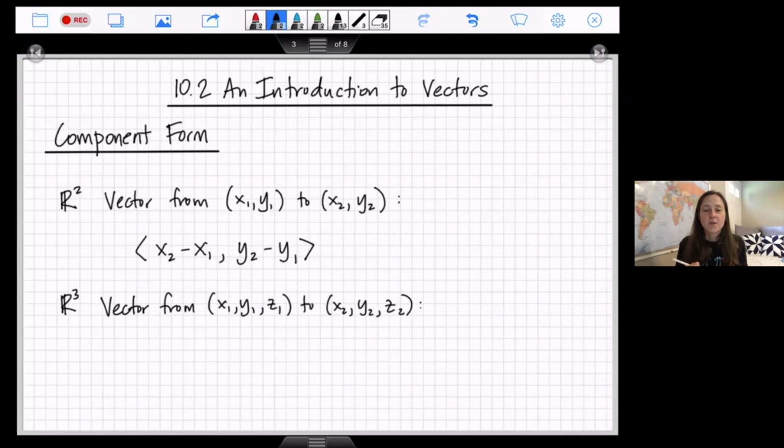So if you're in R3, your 2 points have 3 coordinates. Your component form is going to have 3 components. So you're going to subtract your x coordinates, your y coordinates, and your z coordinates. All right, so just be careful though, with vectors, you have to subtract in the right order. You have to subtract the end point minus the start point.